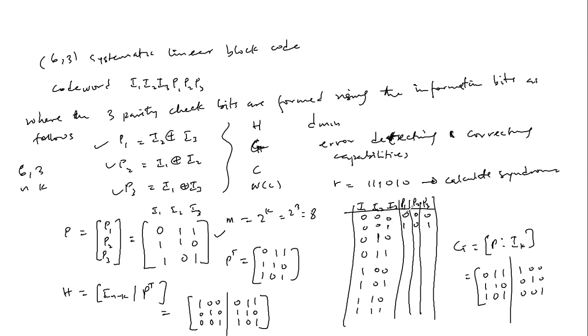And here again, for P1 is I2, I3, I2, I3, that's 1. For P2, I1, I2, that is 1. For P3, I1, I3, I1, I3, that is 0. So here we have 0, 1, 1. Here we have 0, 1, 1. Here we have 1, 1, 0. Here we have 1, 0, 1. Here we have 0, 0, 0.